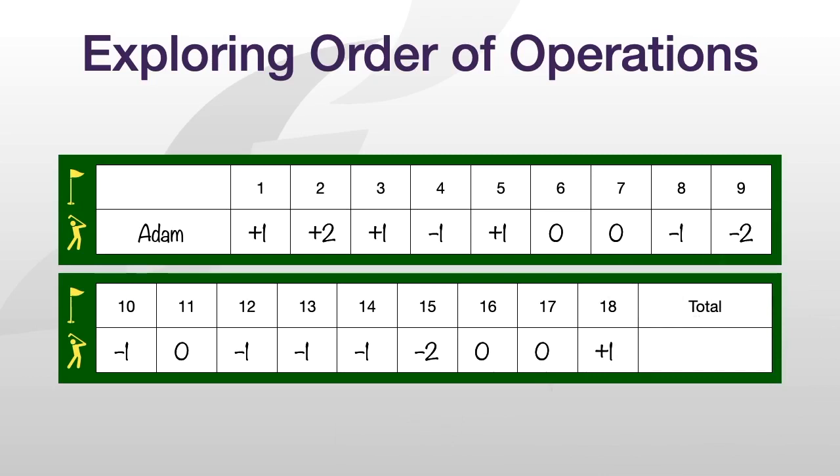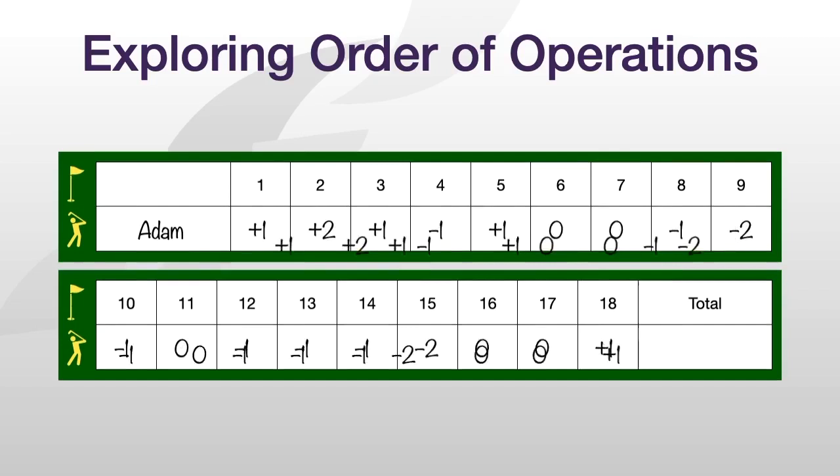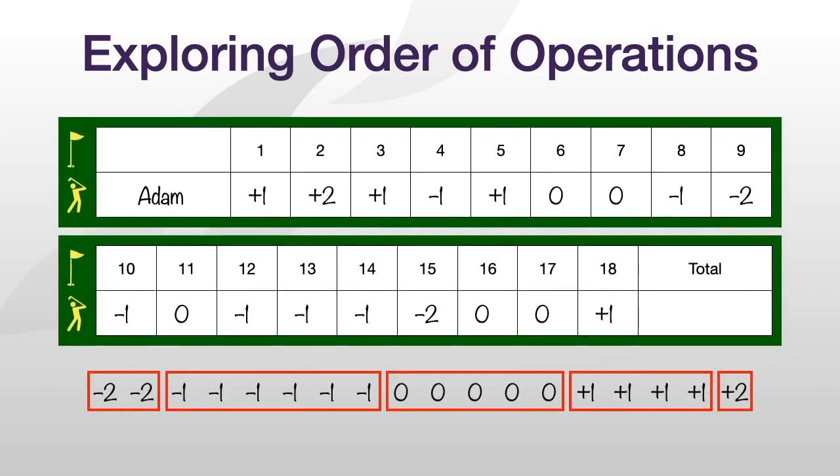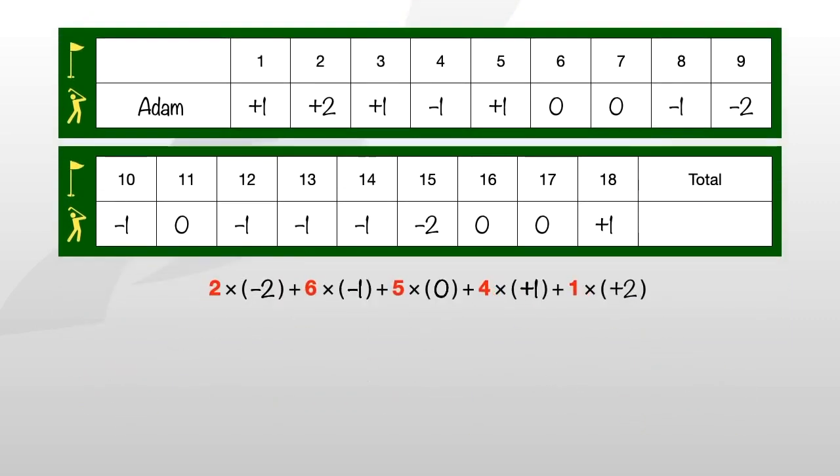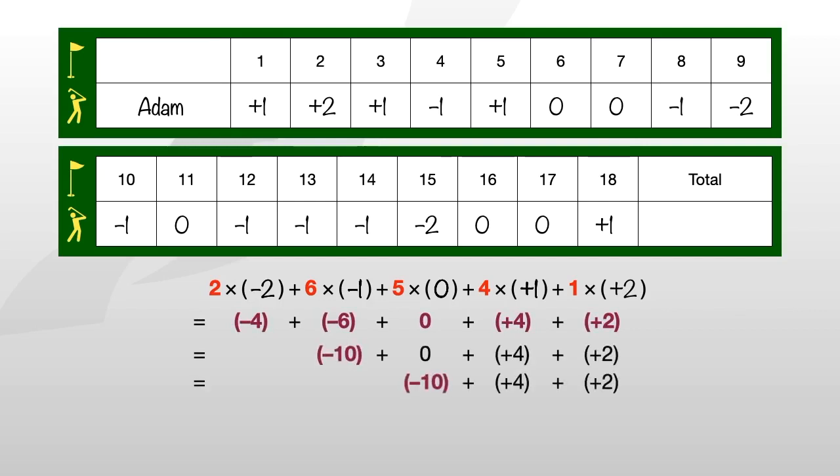You might have calculated a running total from left to right, or you might have grouped equal scores together. Repeated addition can be expressed as multiplication. First, we multiply each score from -2 to +2 by the number of times it appears on Adam's scorecard. Next, we add these products. Multiplication takes precedence over addition. This aligns with a collection of conventions called order of operations.